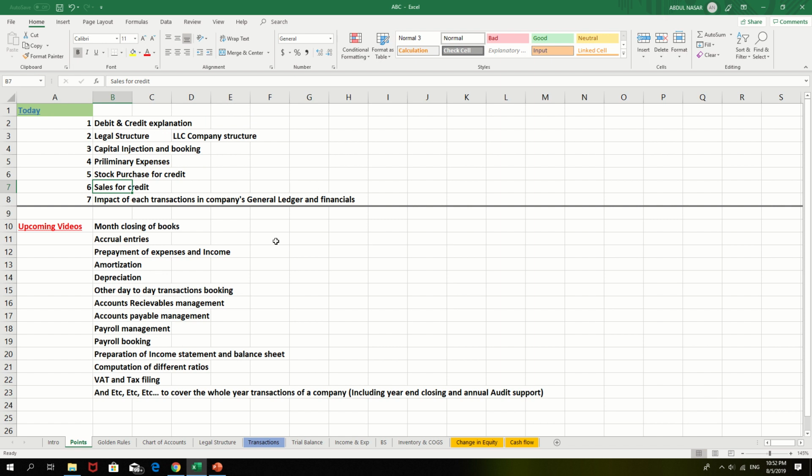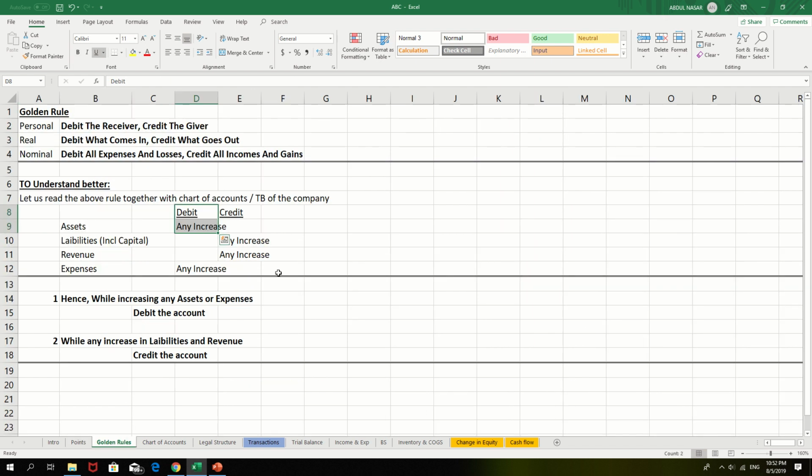Okay, let us move forward with the first point: debit and credit explanation. I don't need to tell you in detail, but still I'm going to explain this briefly. So the golden rule is here: personal, real, and nominal. The personal accounts are individual accounts: debit the receiver and credit the giver. Real accounts: debit what comes in and credit what goes out. And nominal accounts: debit all expenses and losses and credit all incomes and gains. These are the written golden rules.